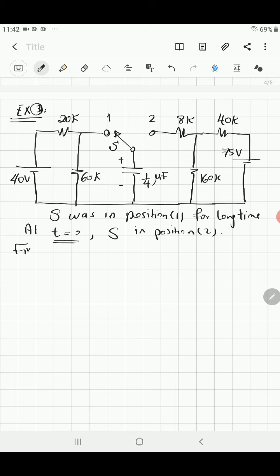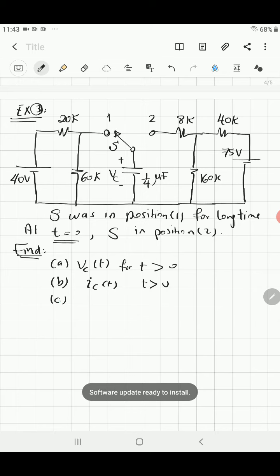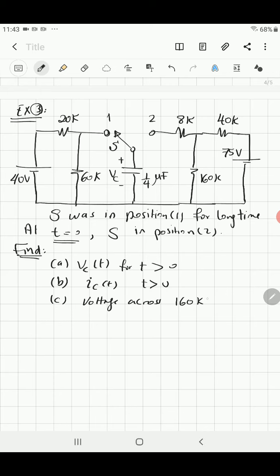Required: I will call the voltage VC, to not confuse it with the initial condition. A, find the voltage across the capacitor at any time t for t greater than 0. B, find the current in the capacitor at any time t for t greater than 0. C, find the voltage across the 160 kilo ohm at any time t for t greater than 0. Okay, let's start solving the question.